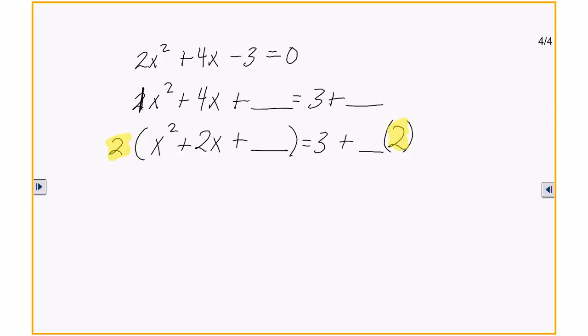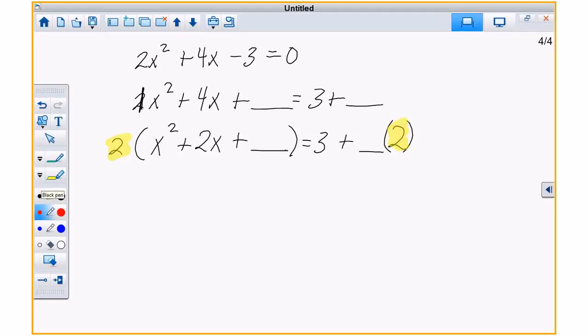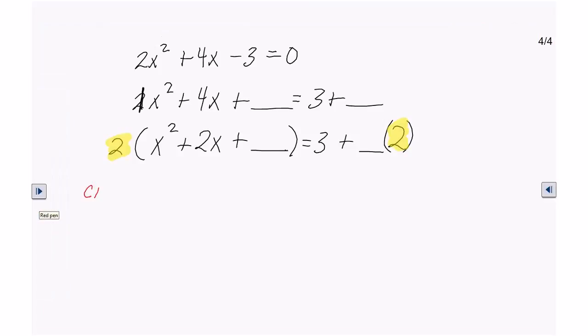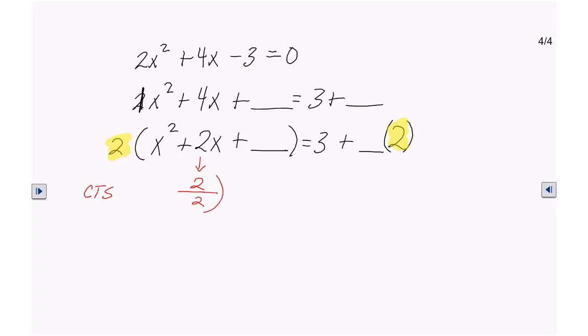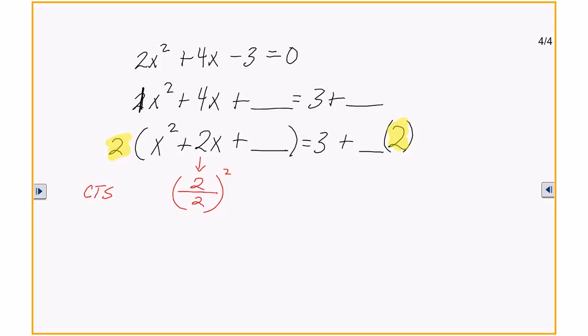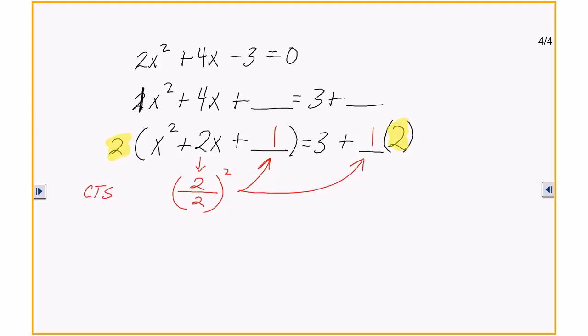Now you can complete the square. I'm going to put this in red because this is actually completing the square, this step right here. Take this 2, you always divide it by 2, and you square it. B divided by 2 and square it. That's the actual completing the square. Now what is 2 divided by 2 squared? Then you put 1 here and 1 there. And that's how you complete the square.